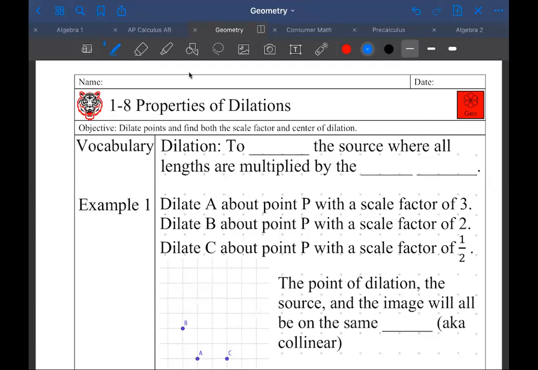We are in Geometry Lesson 1-8, Properties of Dilations. Today's date is Thursday, September 10th, 2020. Who wants to do the objective? Read it off. Go for it, Jade. Dilate points and find both the scale factor and center of dilation.